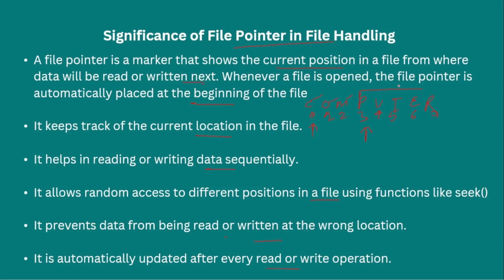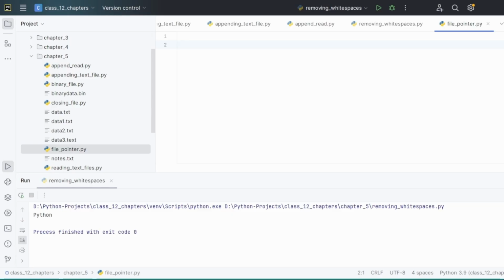I'll just show you in PyCharm. So first we will open this file data1.txt in read mode, and we'll print the initial position of the file pointer. For the initial position of the file pointer, we say f.tell. It will tell us the initial position of the file pointer.